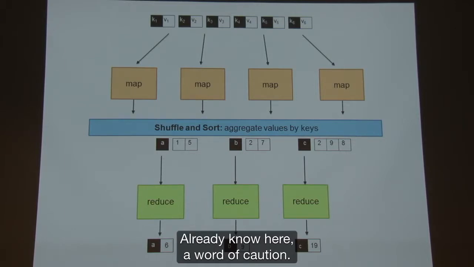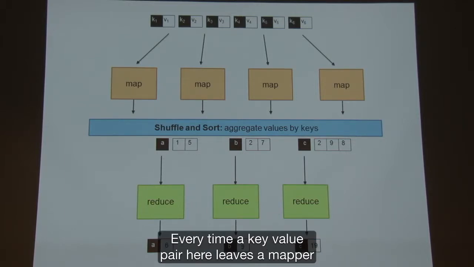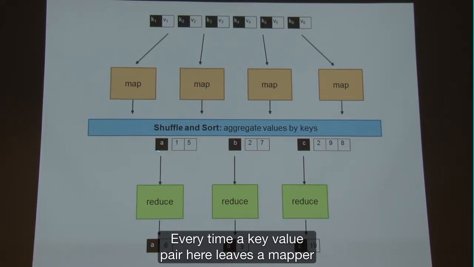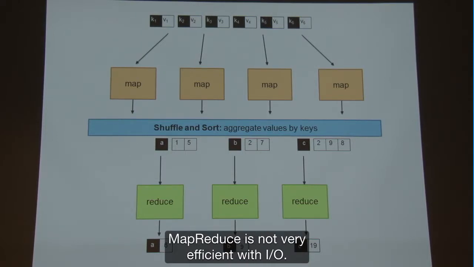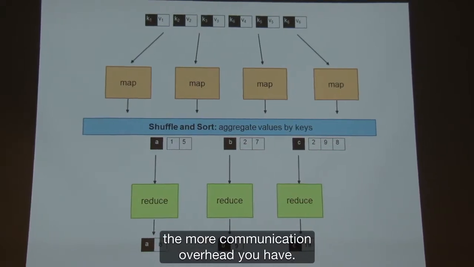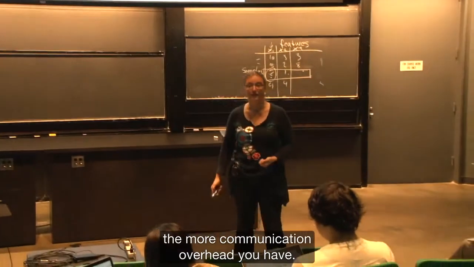Already now here, a word of caution. Every time a key value pair leaves a mapper, and during the shuffle and sort, it's written to disk. MapReduce is not very efficient with I/O. The more key value pairs you generate, the more communication overhead you have.